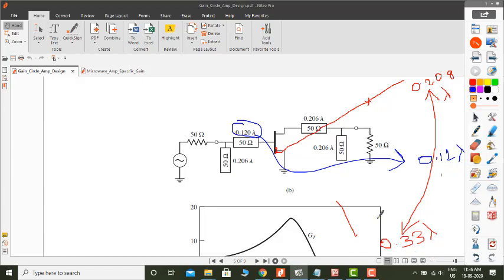Similarly, we have to design the output matching network, this one. Here, this network consists of one series line and one open circuited stub. We have to compute the length. This one I have posted in your group WhatsApp.